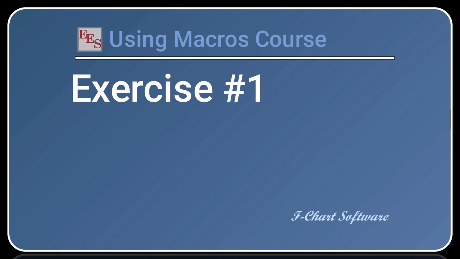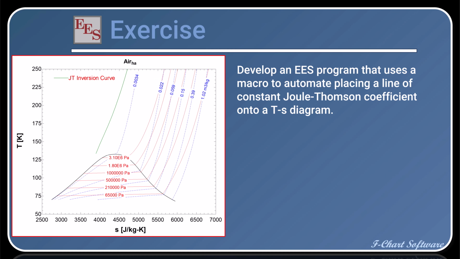Okay, so this is exercise 1 in the macros course. This is just an exercise to sort of get us started in making macros. And here's the exercise. Hopefully you're familiar enough with EES to know that EES can build property plots for you. So here's one for air.